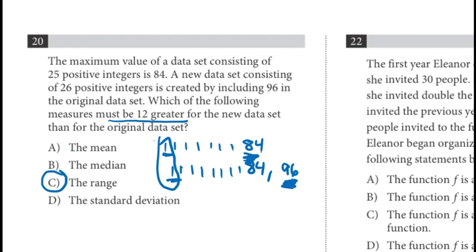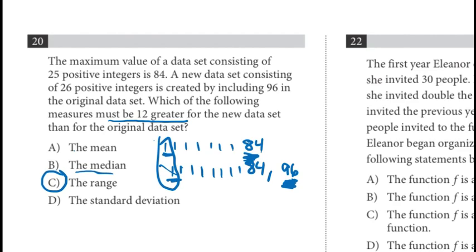The mean, when adding this number, will increase. It won't increase by quite 12 because there's several numbers. We don't know exactly what it's going to increase. The median, remember, is the middle number. That's if we cross them all off and go from each side from greatest to least. The median is not going to change that much. It's going to change a little bit. It could change depending on where the numbers are, but it may not be exactly 12. The question asks for must be 12.